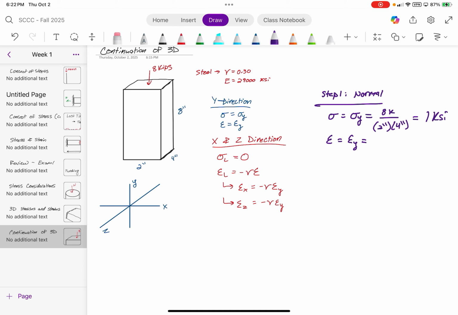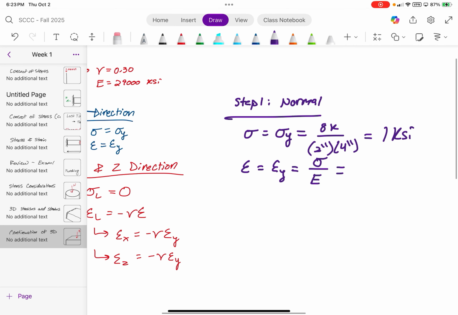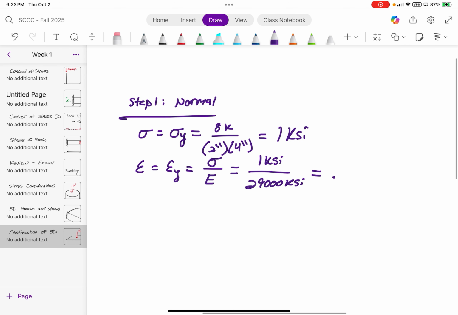So all of those equations that I gave you in the office hours, we were writing equations. Yes? The stress over the elasticity? Yes. You can rewrite this to say stress over the elastic modulus. So it's just going to be 1 KSI over 29,000 KSI, which is going to give you a really small number of around 0.0000345.